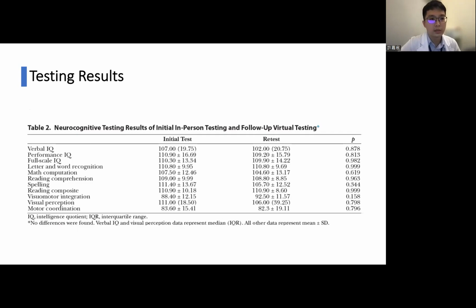And here come the testing results. As we can see, for all the items between the 2 groups, the initial test and the retest, all of the test results show no significance. All the p-values were above 0.05. And these items included verbal IQ, performance IQ, full-scale IQ, letter-word recognition, math computation, reading comprehension, spelling, reading composite, and visual motor integration, visual perception, and motor coordination.